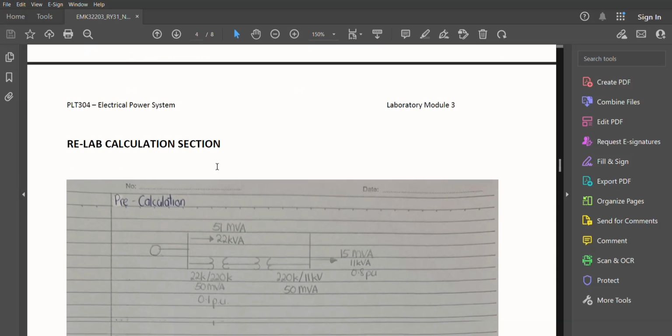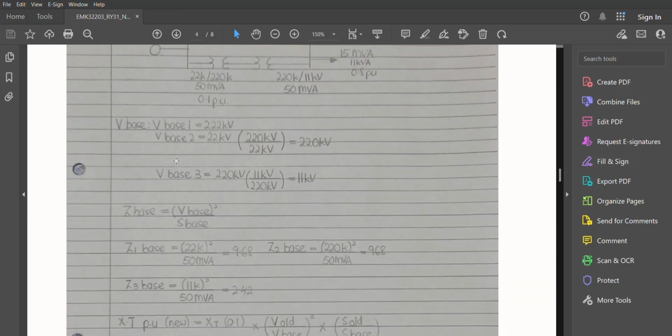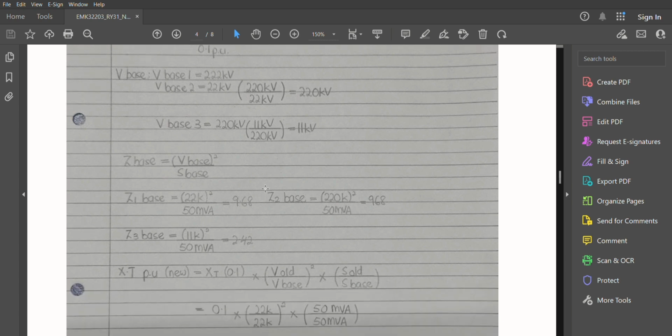So I've already done the pre-lab calculations. For my V base 1, I have 22 kilovolts. For my V base 2, it is 22 kV times 220 kilovolts over 22 kilovolts, which equals 220 kilovolts. For my V base 3, it is 220 kilovolts times 11 kilovolts over 220 kilovolts, which equals 11 kilovolts.